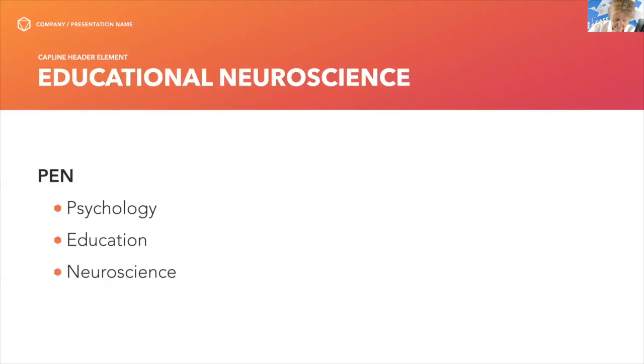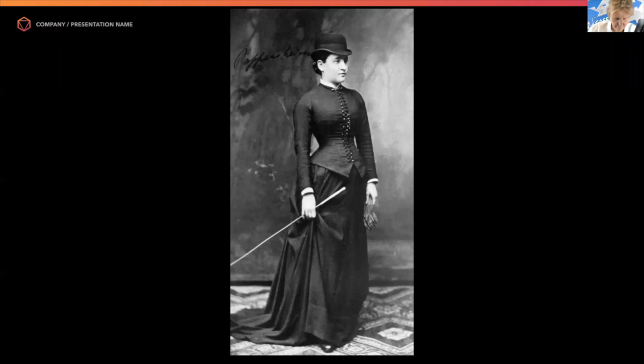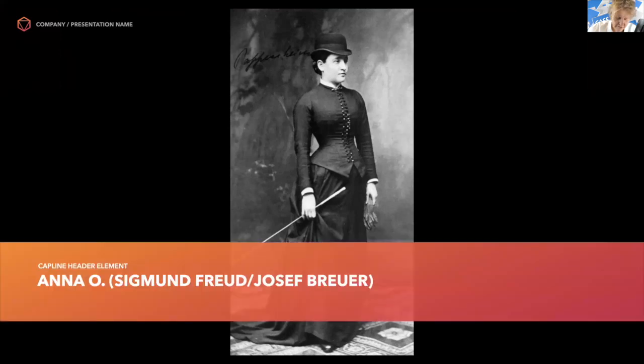Educational neuroscience has its reference disciplines in the fields of psychology, educational science, and neuroscience. Let's take a look at some examples of case studies from these fields. First of all, psychology. Anna O. was a patient of Joseph Breuer and Sigmund Freud. She showed diverse symptoms. The case study of Anna O. was the beginning of the theory of hysteria for Sigmund Freud and the beginning of psychoanalysis.